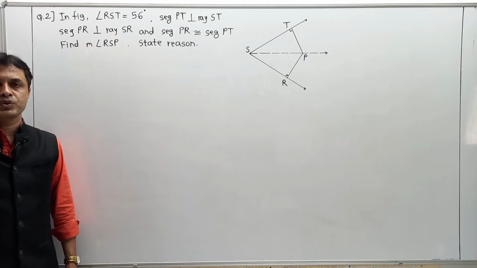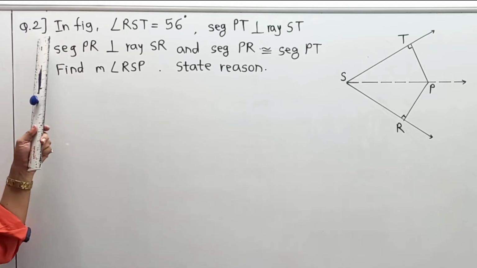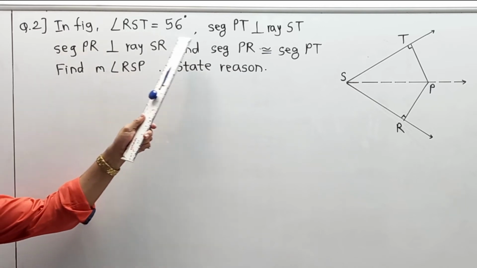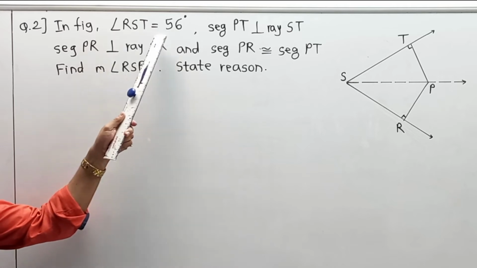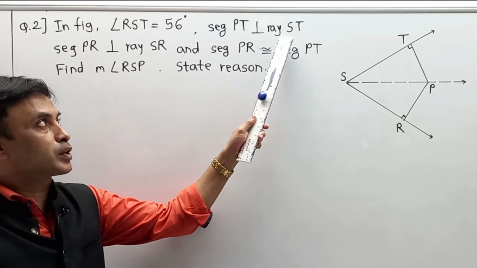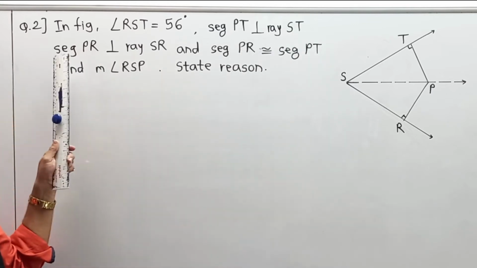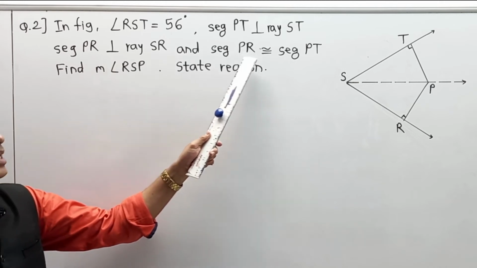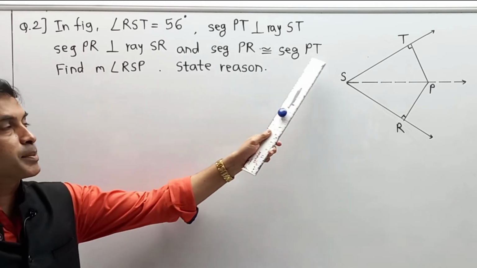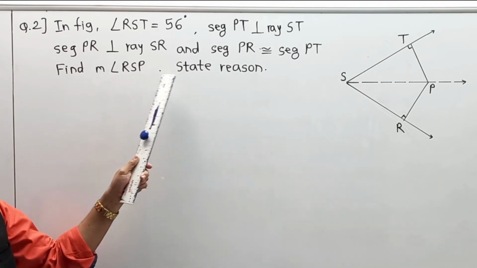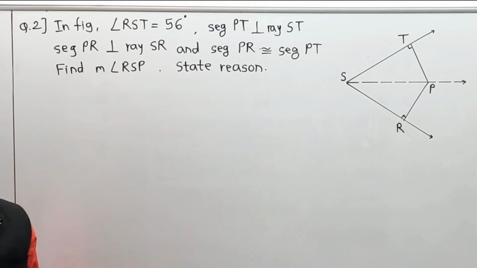Now, after completing the first question, we are moving to question number 2: in the figure, angle RST is 56 degree. Segment PT is perpendicular to ray ST. Segment PR is perpendicular to ray SR, and segment PR is congruent to segment PT. Find the measure of angle RSP. State the reason for that part.